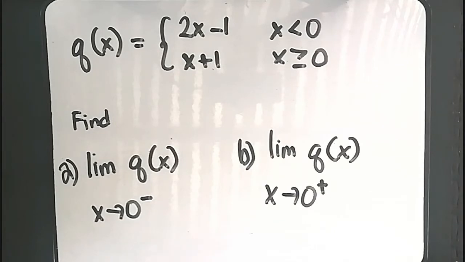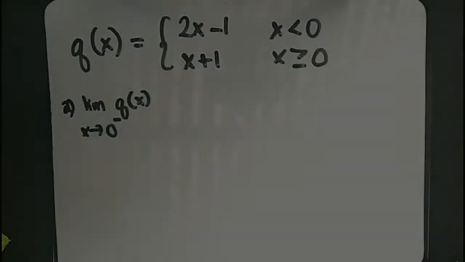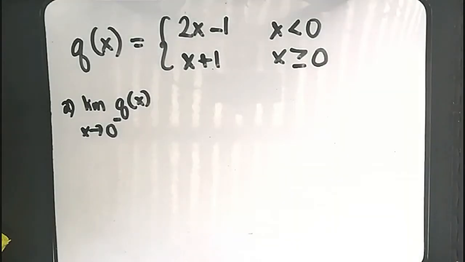So, q of x is equal to 2x minus 1 whenever x is less than 0, and x plus 1 whenever x is greater than or equal to 0. So, we want to find A, the limit of q of x as x approaches 0 from the left, and B, the limit of q of x as x approaches 0 from the right. So let's first solve letter A, the limit of q of x as x approaches 0 from the left.